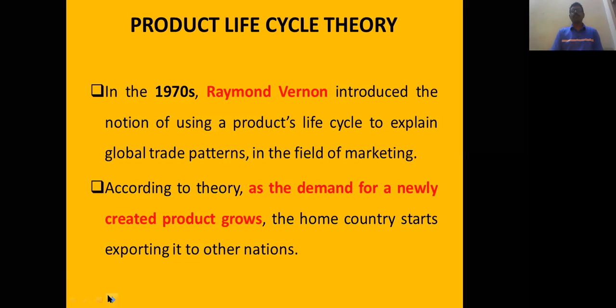Next, there is also a theory called the product life cycle theory. It was stated in the 1970s by Raymond Vernon. He clearly stated that the demand for newly created products grows. In the sense that as the demand for newly created products grows, automatically the country gets a huge amount of foreign exchange by exporting the goods to other countries.